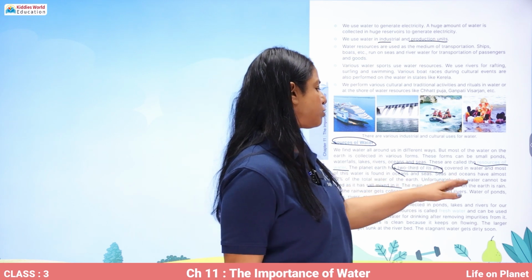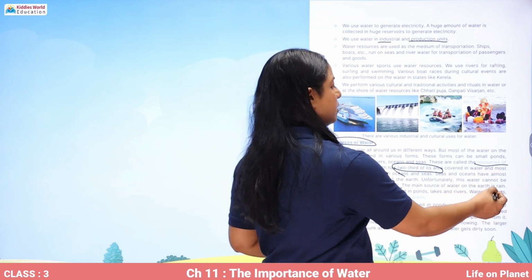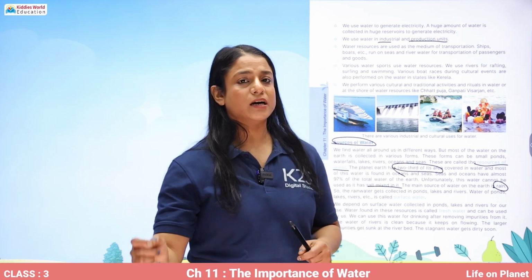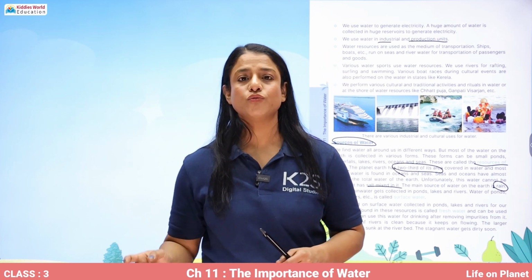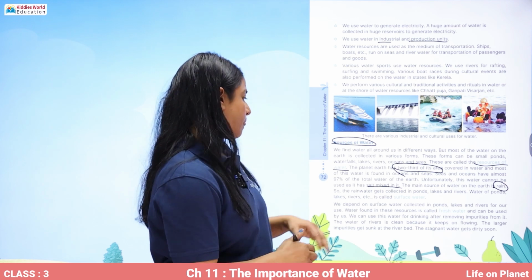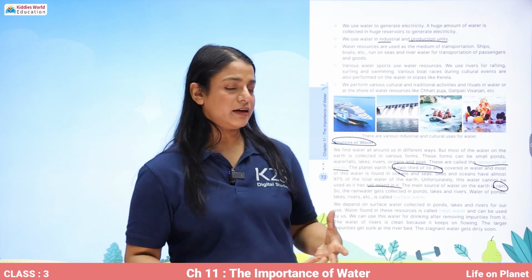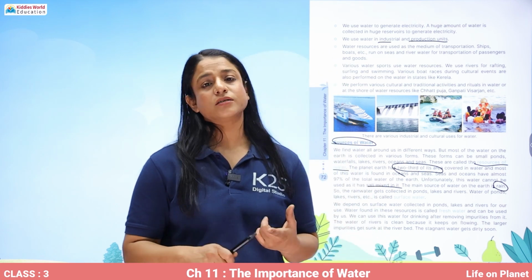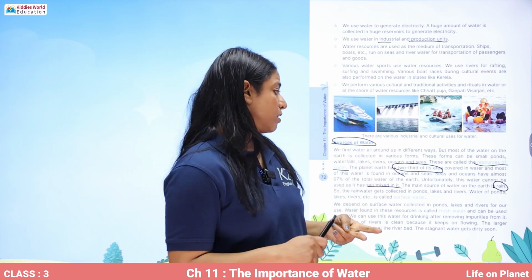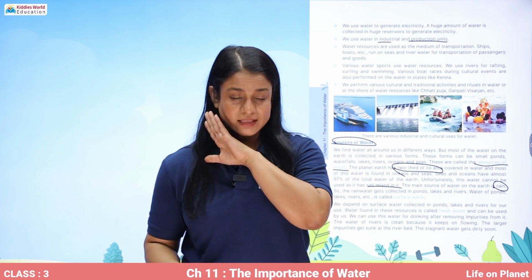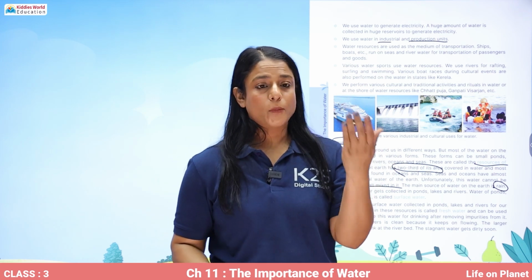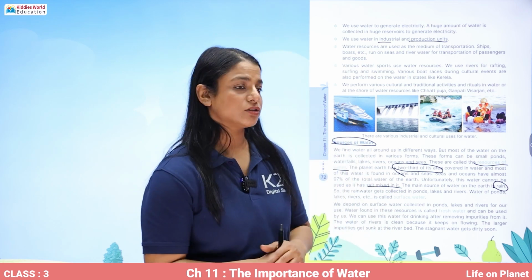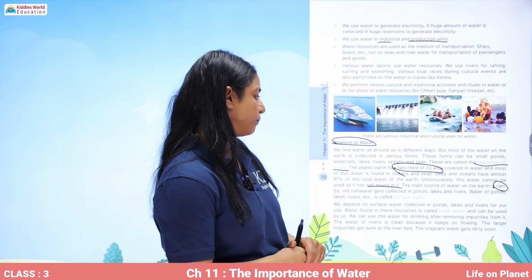The main source of water on the earth is rain. So the main source of water which can be used is rain. So the rainwater gets collected. Where does the rainwater get collected? Ponds, rivers, lakes. That's the surface water. Also, the rainwater seeps under the ground, and it is called underground water.